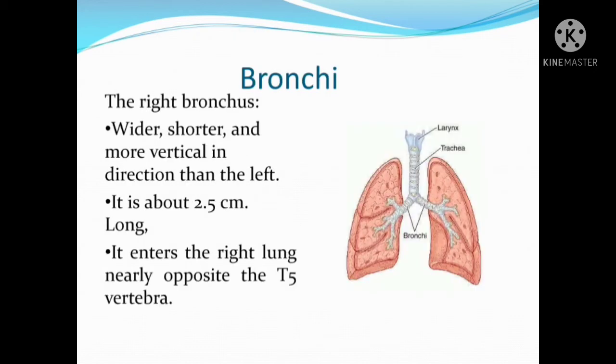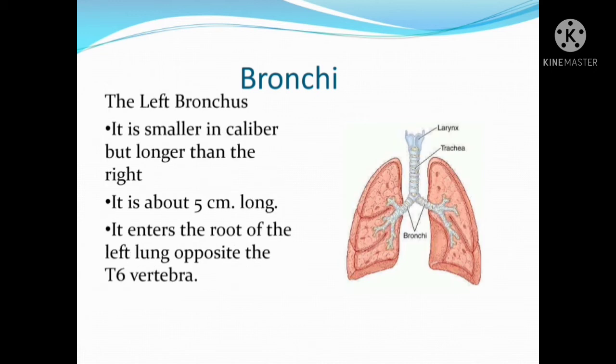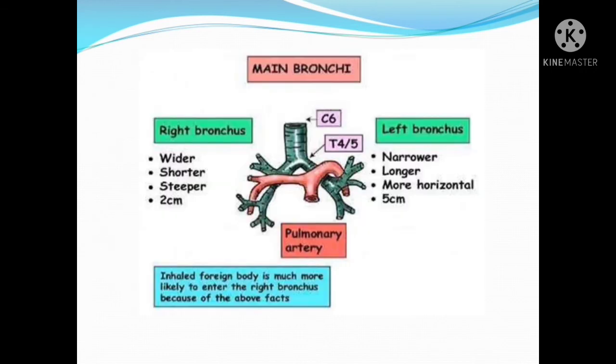The right bronchus is wider and shorter, about 2.5 cm in length, and enters the right lung at about the T5 vertebra. The left bronchus is smaller in caliber but longer than the right. It is about 5 cm in length. It enters the root of the left lung opposite to the T6 vertebra. So an inhaled foreign body is much more likely to enter the right bronchus because of its wider, shorter and steeper nature.